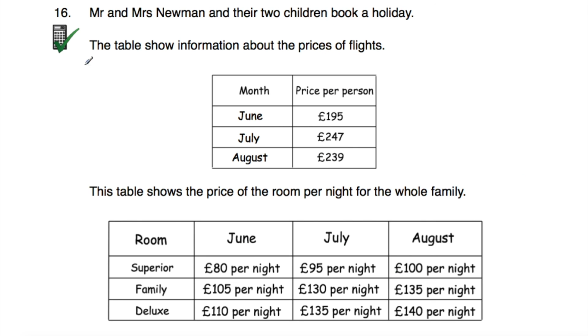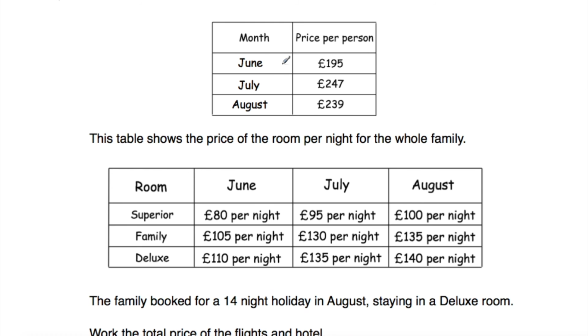Okay, let's have a look at our next question, question number 16. So question number 16 is a lot of information here, and this is actually just some of the question. I'll have to scroll down. We've got Mr. and Mrs. Newman and their 2 children book a holiday. So there's 2 adults and 2 children. And the table shows information about prices of flights. So if they go in June, the price per person for the flights is £195. If they go in July, the price per person for the flights is £247. And if they go in August, the price per person for the flights is £239.